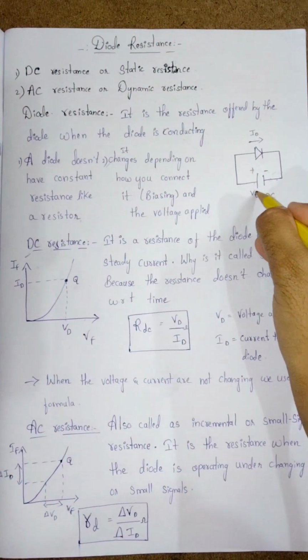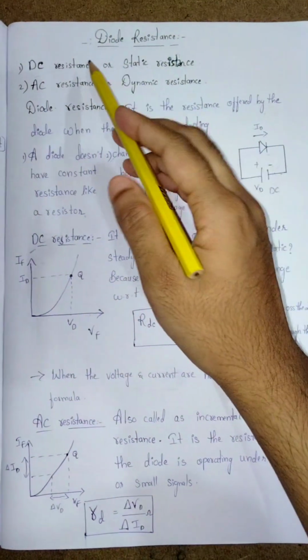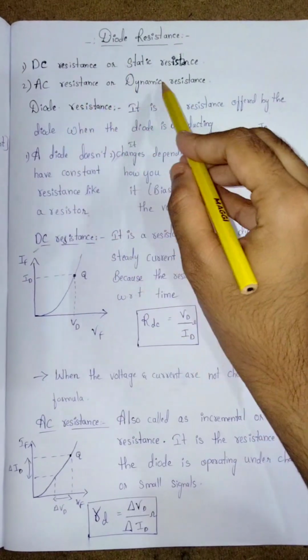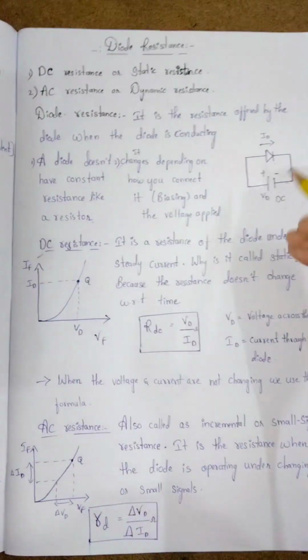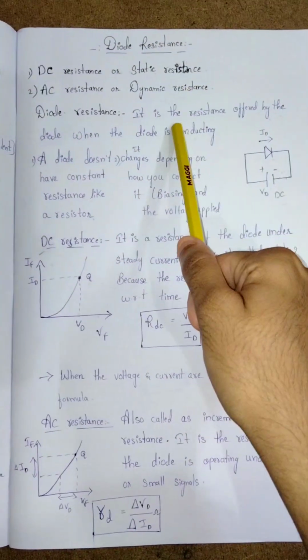So based on the supply given to the diode, we'll be getting two types of resistances, which are DC resistance, also known as static resistance, and AC resistance, which is also known as dynamic resistance. So depending upon the supply given to the diode, we'll be getting two types of resistances.